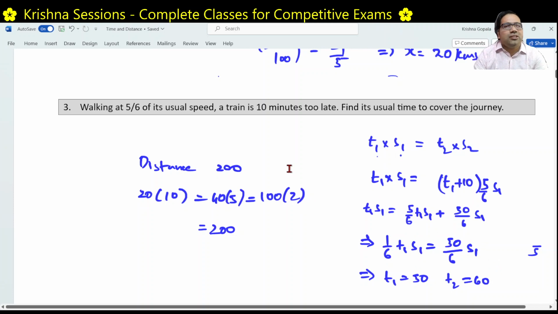In these kinds of problems, you have to find out what are the two comparative equations that we can write. Which two things can be compared? Which two distances are equal? Which two times are equal? Which two speeds are equal? That kind of equation we should be able to write.